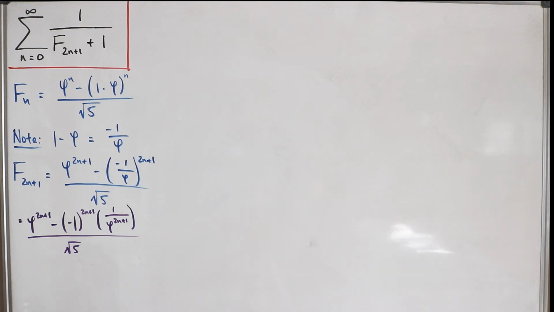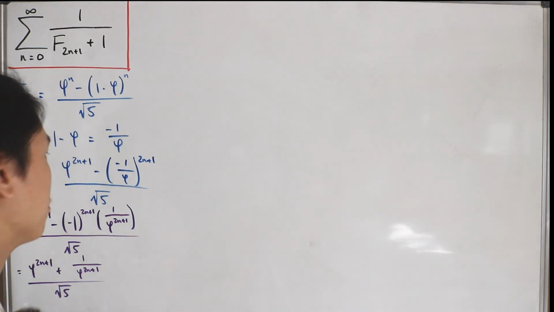We can simplify even further. There's a -1 and a negative here; I'll distribute that in, so that now becomes a 2n plus 2. But since we're dealing with index n equals 0 and all the natural numbers, whatever you plug in here is always going to be an even degree, and -1 to an even degree is always +1, so that just disappears. Now, leaving us with just phi to the power 2n plus 1, then add 1 divided by phi to the 2n plus 1, all divided by the square root of 5.